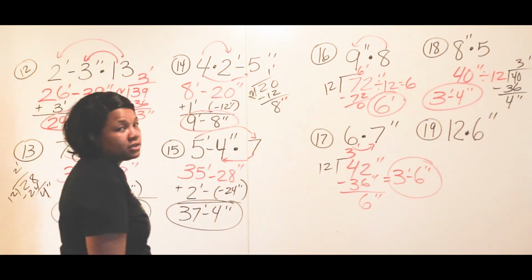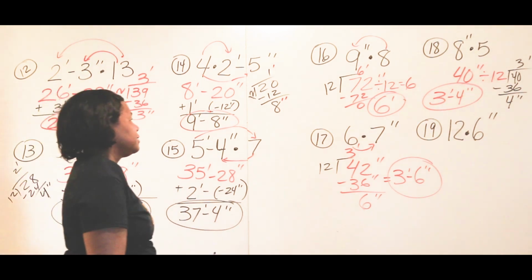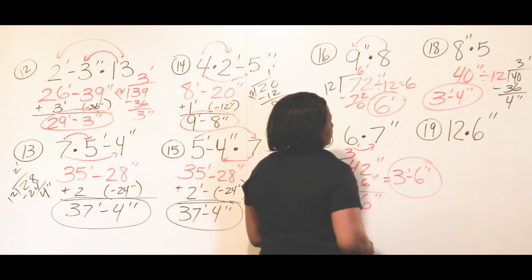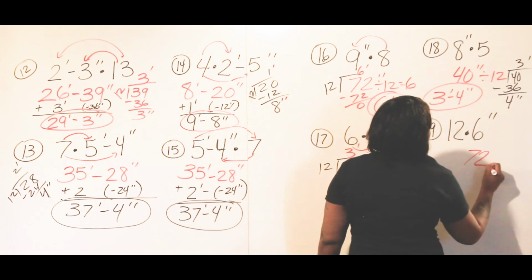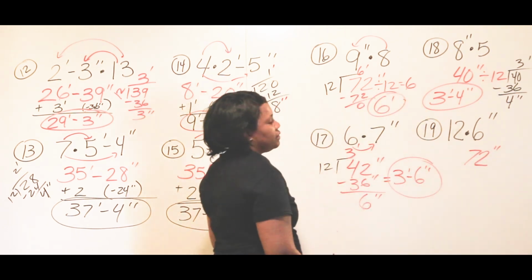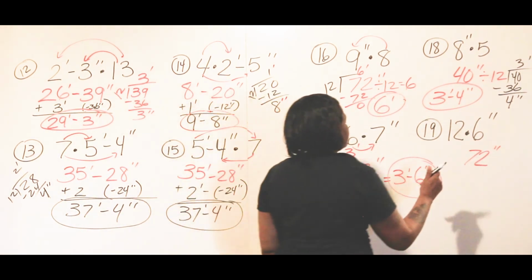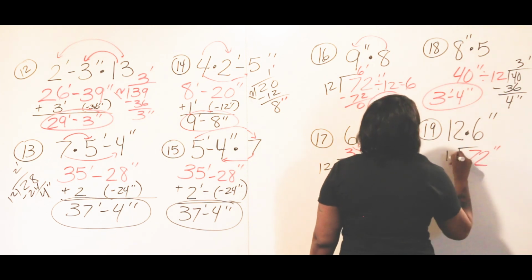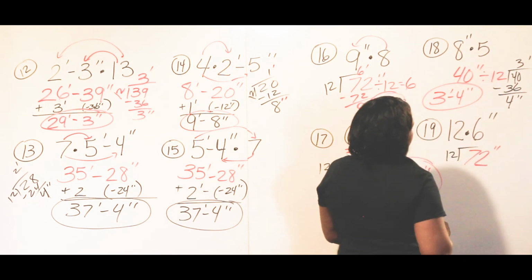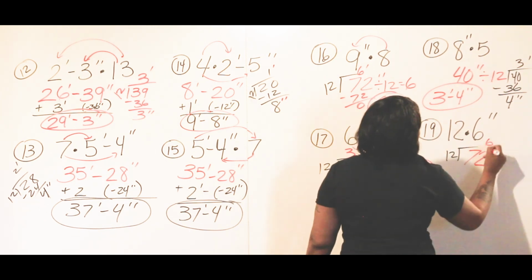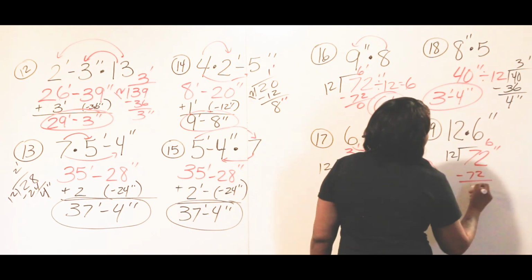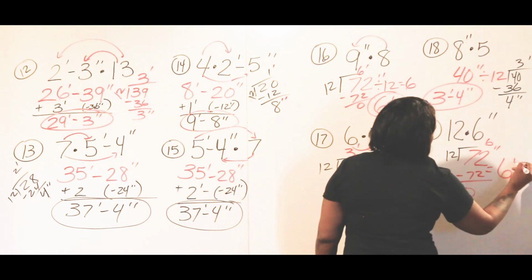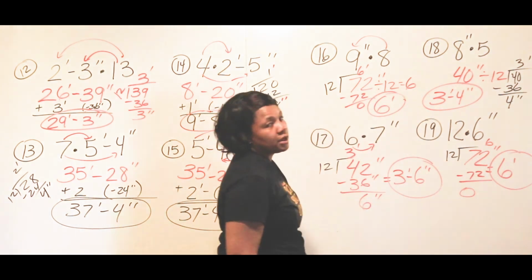And number 19. 12 times 6 is 72 inches. Divide that by 12. It's 6. Yep, we can get 6 12s out of there. Minus 72, 0. Final answer is 6 feet. 6 feet. Just like that.